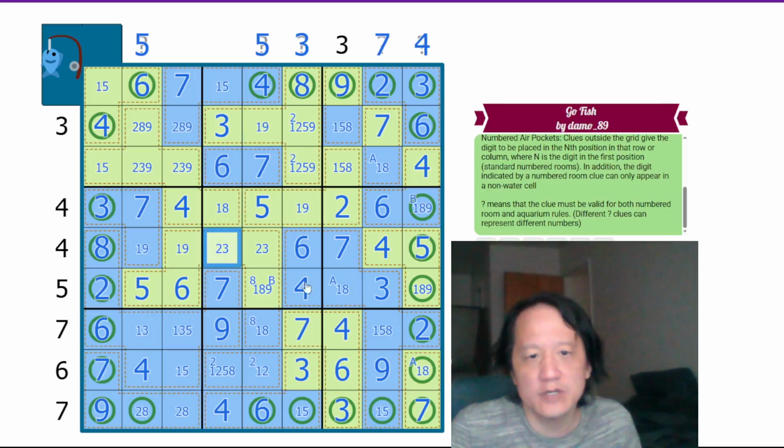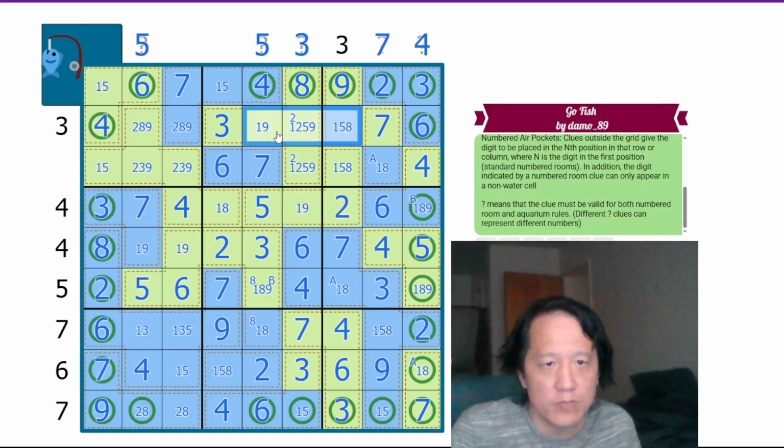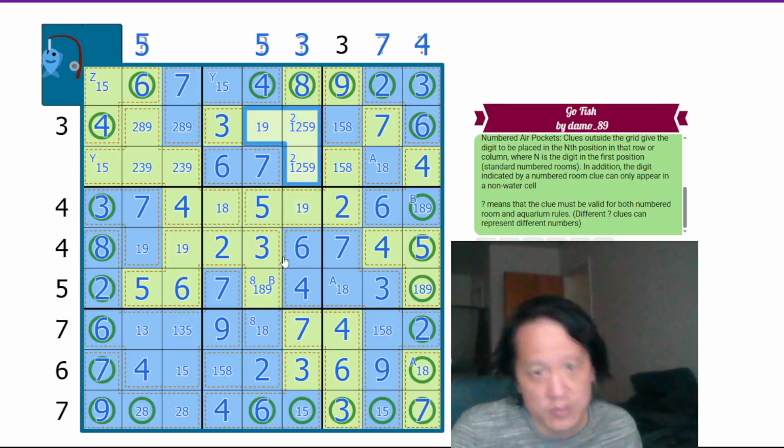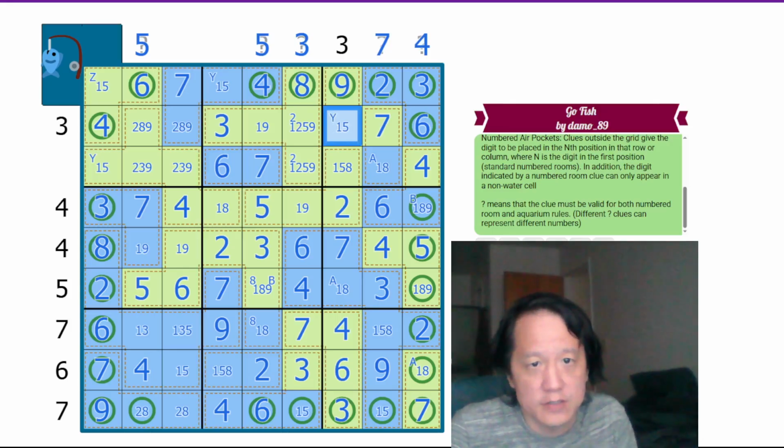So 3 eliminates 3 here, so that's 2 and 3. 1, 8, and 9 eliminates 1, 8, and 9 in the rest of the column. So this can't be 1, 8, or 9, it's 2. Therefore, no 2 here. This digit is the same as that. We'll mark that as Z and Y, so therefore this must be Y there. Z has to be one of those 3, we don't know which. Y is here, Y is here. So then Y has to be here, which means it cannot be 8.